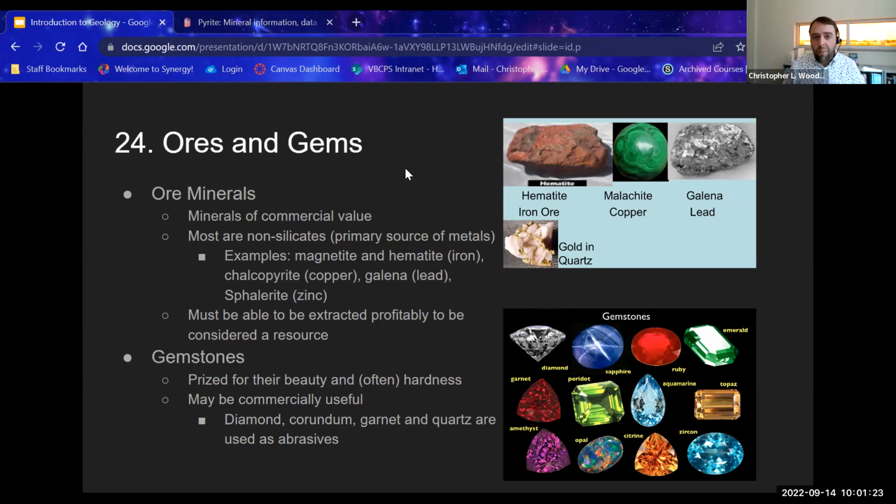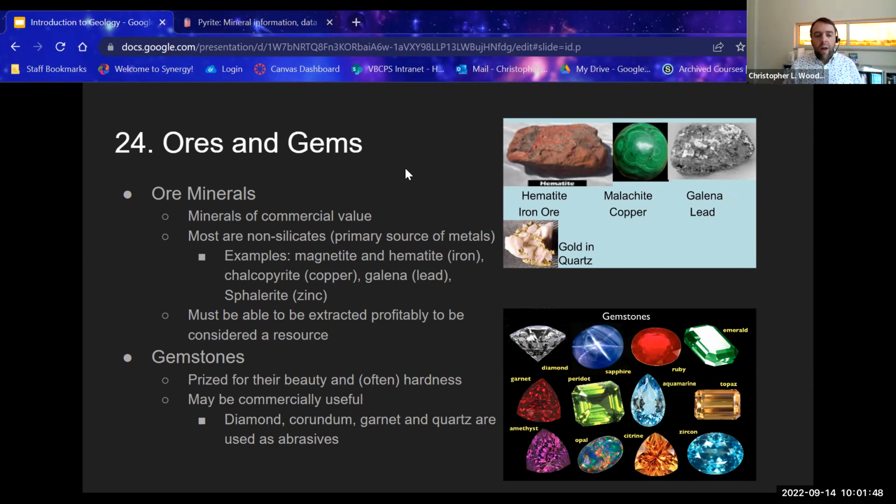So hematite, for example, is a type of iron ore. We can extract iron from that. Galena is a type of metallic mineral that contains sulfur and lead. We can actually extract the lead from that. Malachite, another one, contains copper. So all those are ores. They have to be extracted profitably in order to be useful and to be considered an ore.